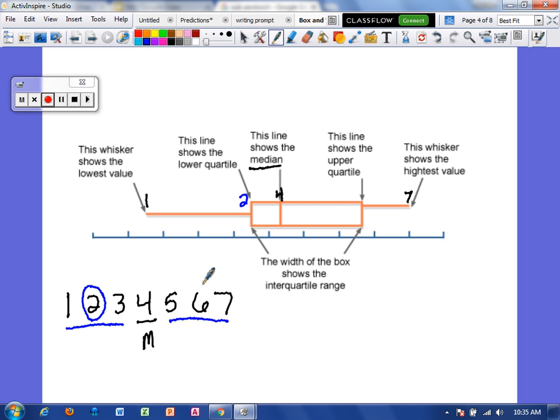The upper quartile is the middle of the upper half. So here's the upper half. 6 is in the middle, so 6 would represent the upper quartile. So if you wanted to find the interquartile range, you would just take 6 minus 2, so it has a range of 4. If you wanted the range of the entire thing, you would simply do 7 minus 1, and it would have a range of 6.